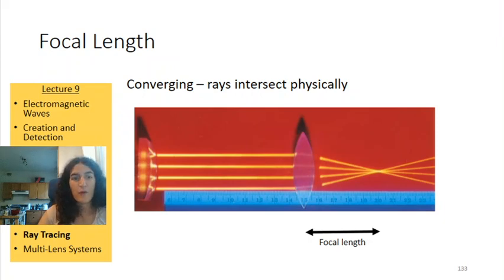Let's talk about focal length. Notice how before we had light coming in from the left that was parallel. The focal length is the distance from the lens to the point where all of the light rays converge.